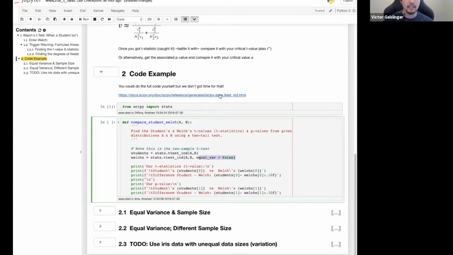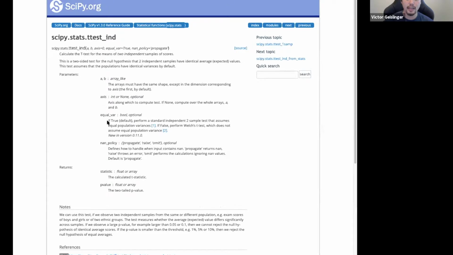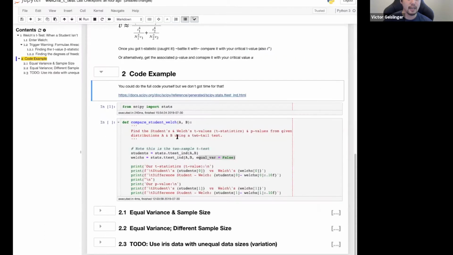And it even says in the documentation, which I linked over here, Welch's test, equal variance. It says, if false, perform a Welch's test. So it just does that. It's just that it calls it equal variance is false. So that's why it's built into the SciPy stats model.